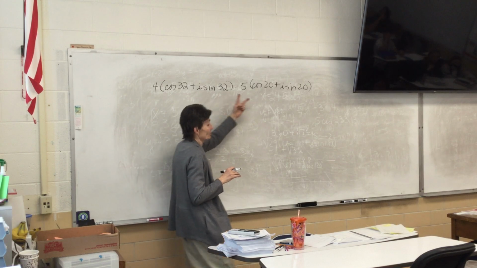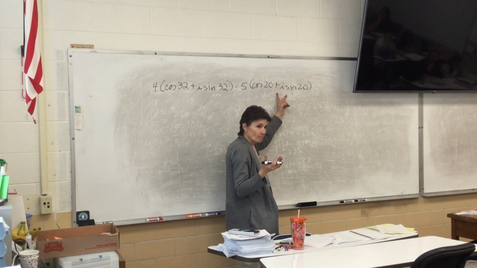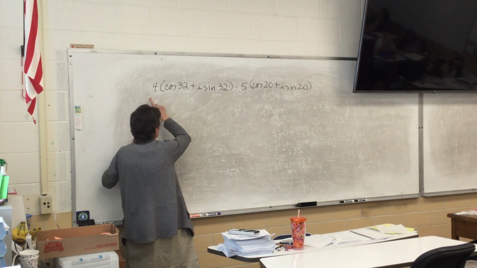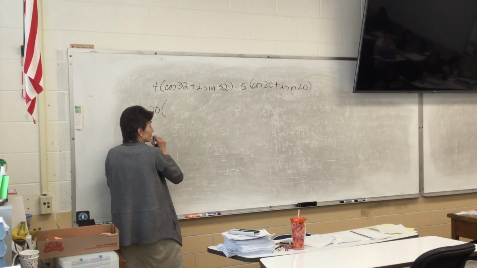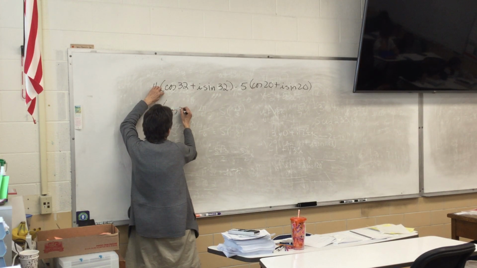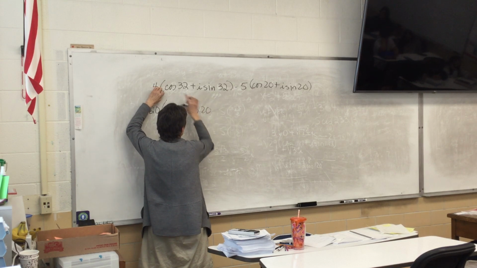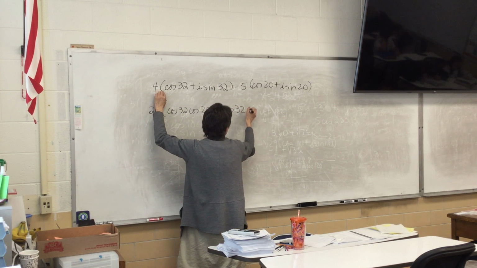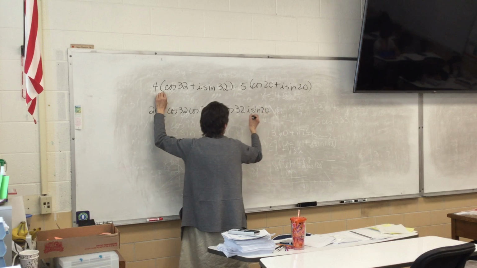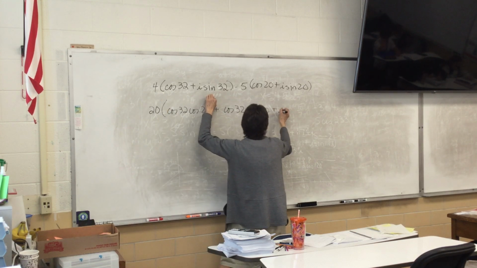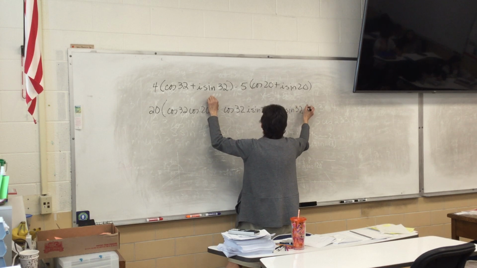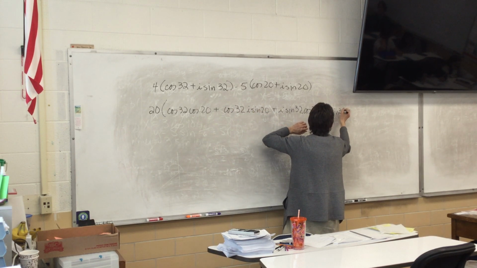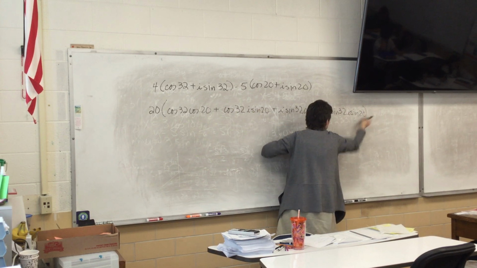These are two binomials. How do I multiply binomials? Distribute. I call it FOILing, but technically it's distributing. You're right. So 4 times 5. I'll go ahead and take care of that. Now I'll have cosine 32, cosine 20. I'm doing first times first. Plus cosine 32, I sine 20. That's all multiplied together. Plus I sine 32, cosine 20. Plus I sine 32, I sine 20. Big giant FOIL.